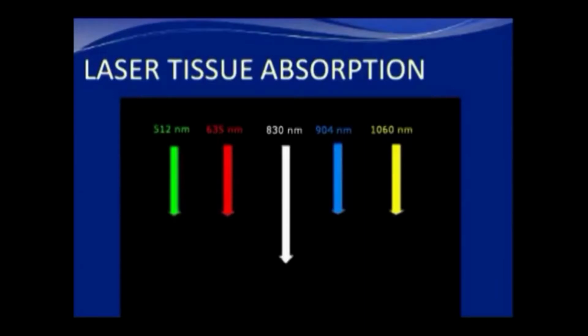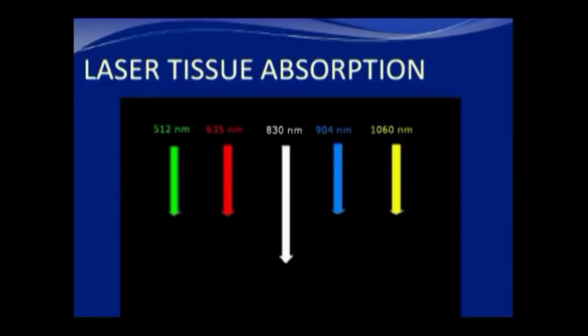There was early work done back in Asia and Europe in the 1990s, around 1995, that indicated 830 nanometers was the ideal wavelength, with the least amount of absorption of light in blood and water, or hemoglobin and myelin, down to a depth of 5 centimeters.